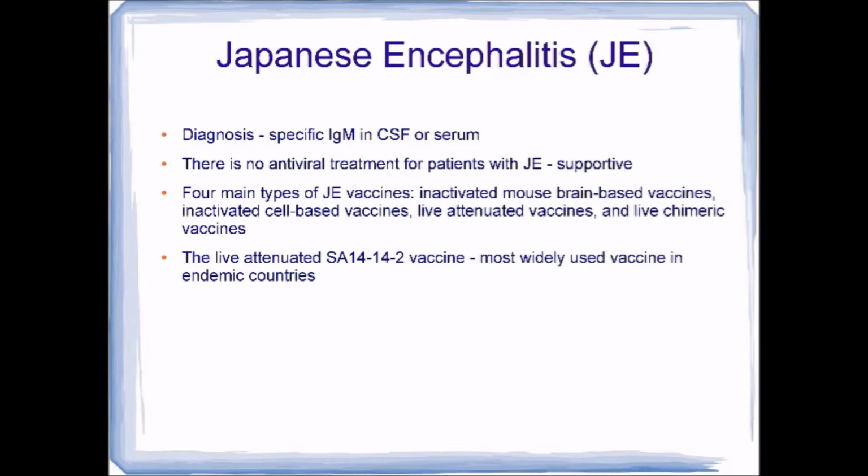There are 4 main types of JE vaccines currently in use for prevention: the inactivated mouse brain-based vaccines, inactivated cell-based vaccines, live-attenuated vaccines, and live chimeric vaccines. The live attenuated SA14-14-2 vaccine manufactured in China has become the most widely used vaccine in endemic countries, and it was pre-qualified by WHO in October 2013.